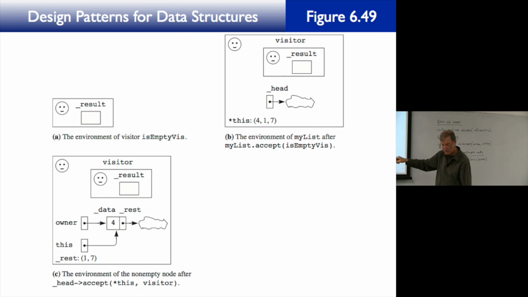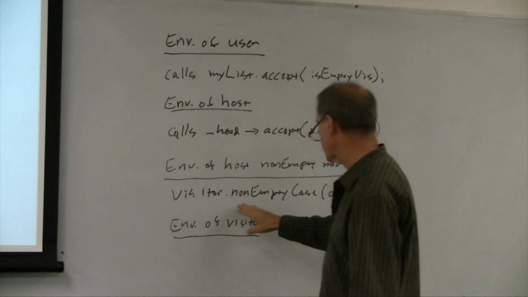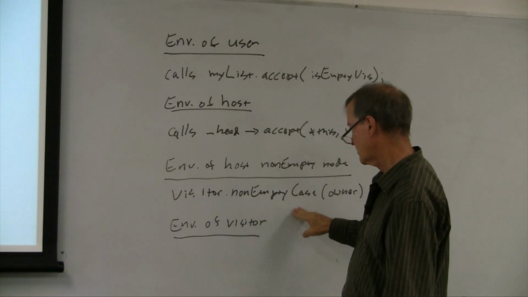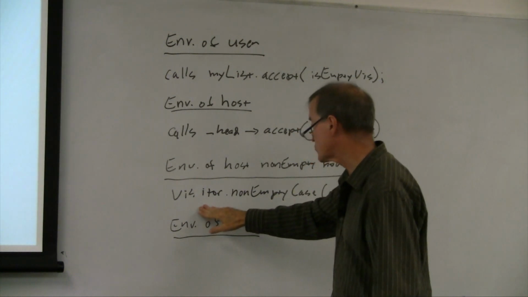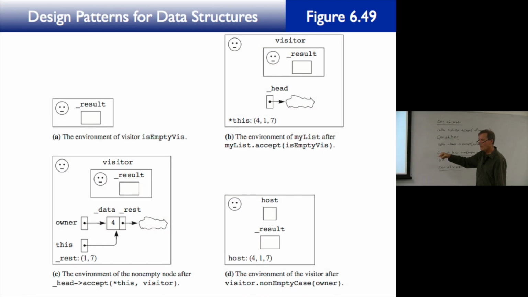But look what happens. It passes. Now, what does this one do? This one calls what? Visitor.nonemptycase. He uses a visitor. So he calls visitor.nonemptycase, right? So now it's calling visitor. So now we are back to the visitor code, in the visitor's environment, all right? But look, what got passed as a parameter? Owner. Now we are naming the formal parameter for that host. All right? So host and owner are the same thing? Yes. Host is what we used to call owner.